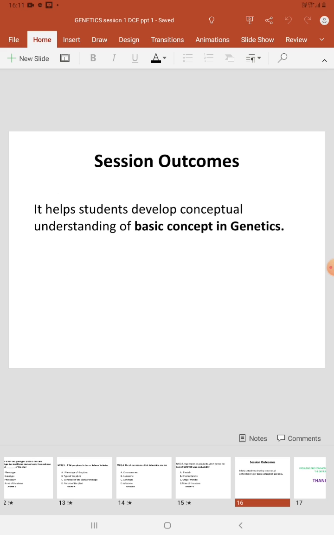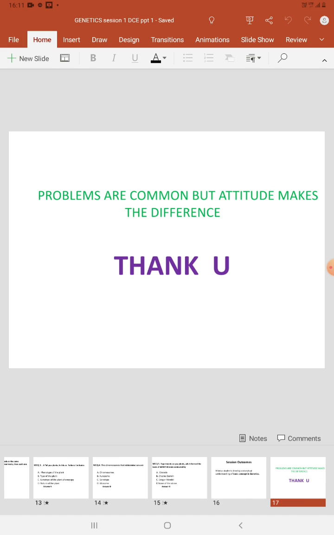Session outcomes. This helps the students to understand the basic concept of genetics, phenotype, genotype, and phenocopy. Thank you all.